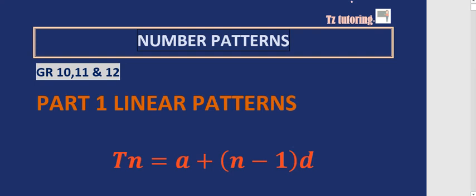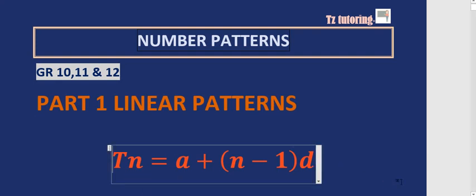Welcome to number patterns. We start with linear patterns. Linear patterns are for grade 10, 11, and 12. You should be familiar with linear patterns. Of course, we did linear patterns in grade 8 and 9. And that's the formula that we use.